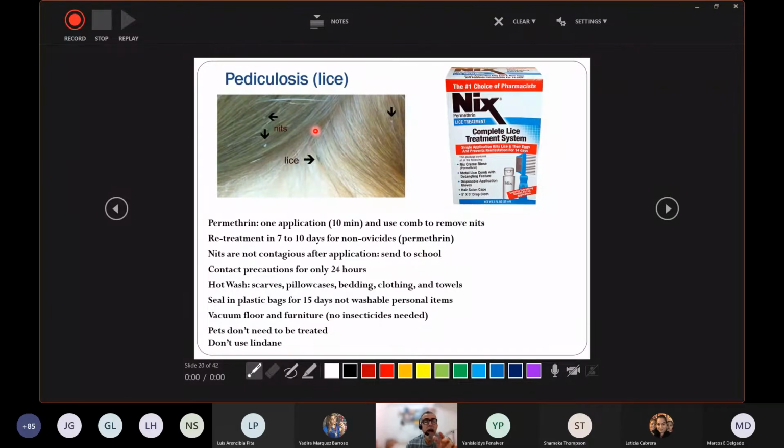Then the child will have a shampoo with permethrin. After 24 hours of the permethrin shampoo, all the adult lice are going to be killed, okay? And the child will be left with only the nits. The child with nits can, yes, by the CDC, go to school after 24 hours.